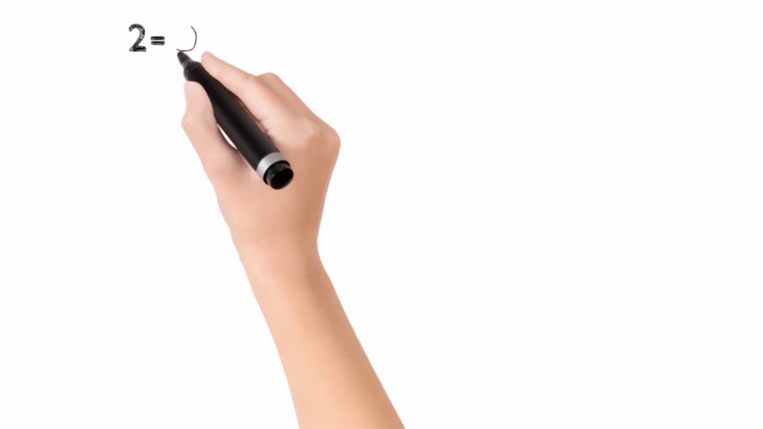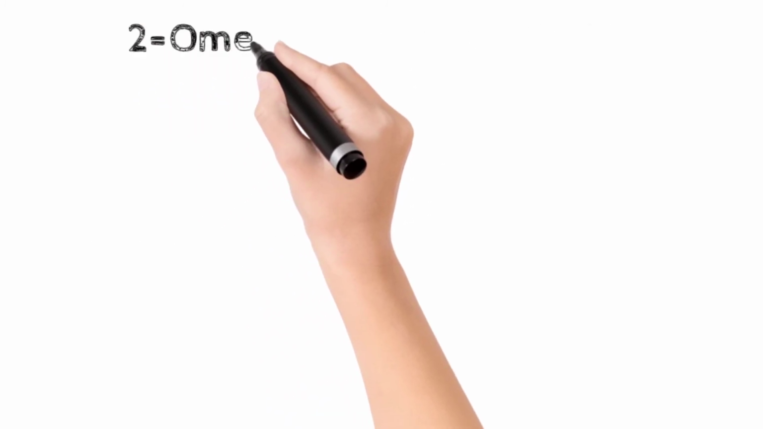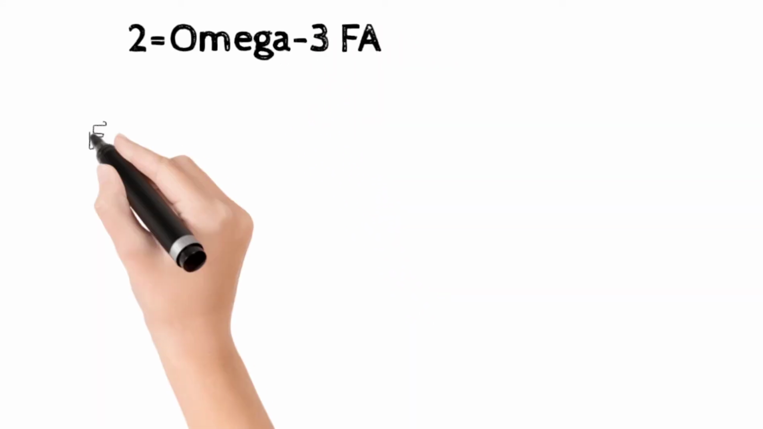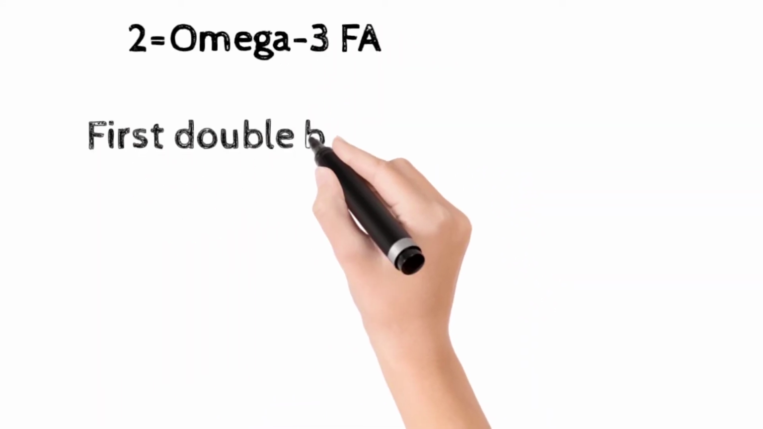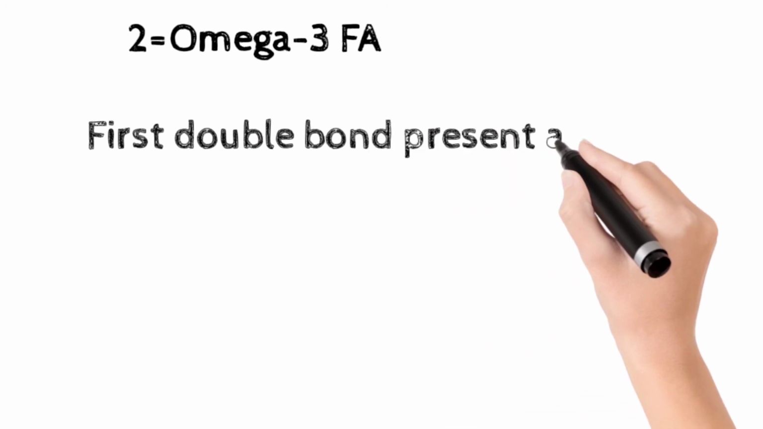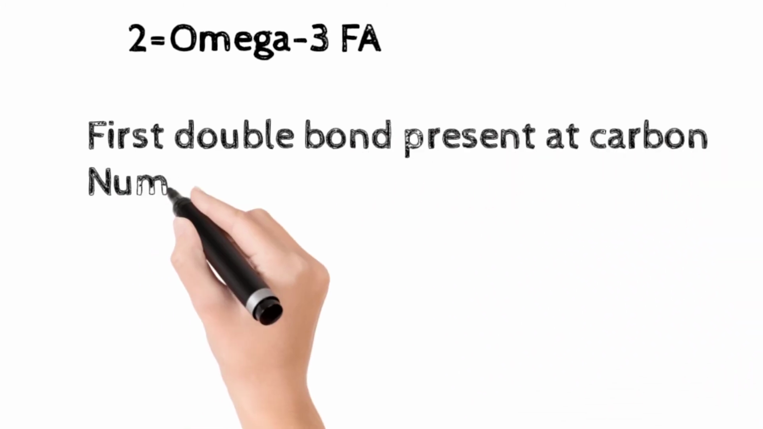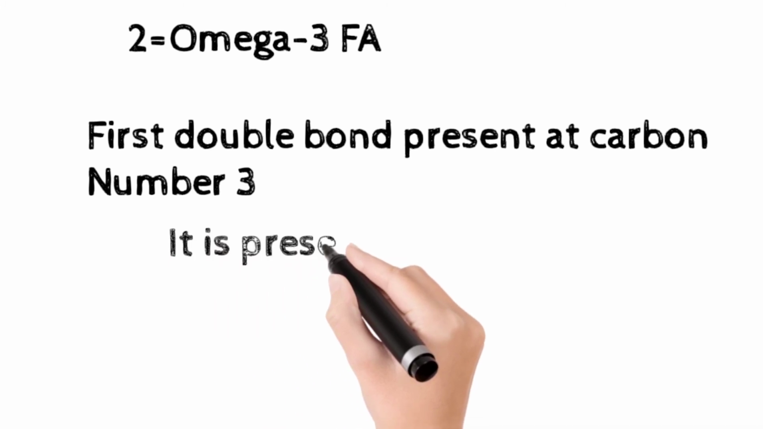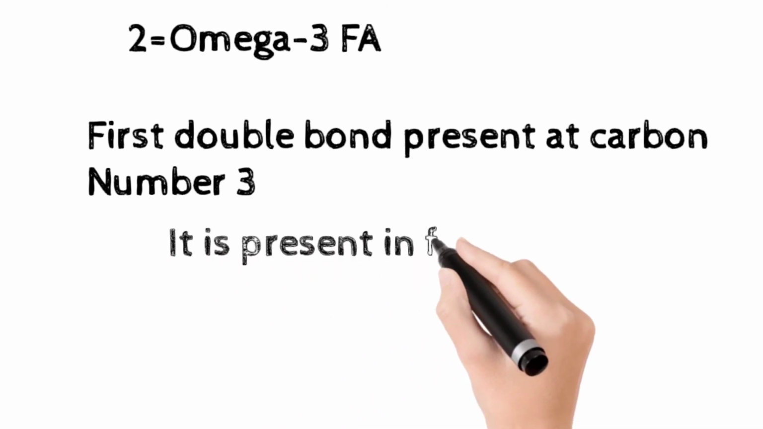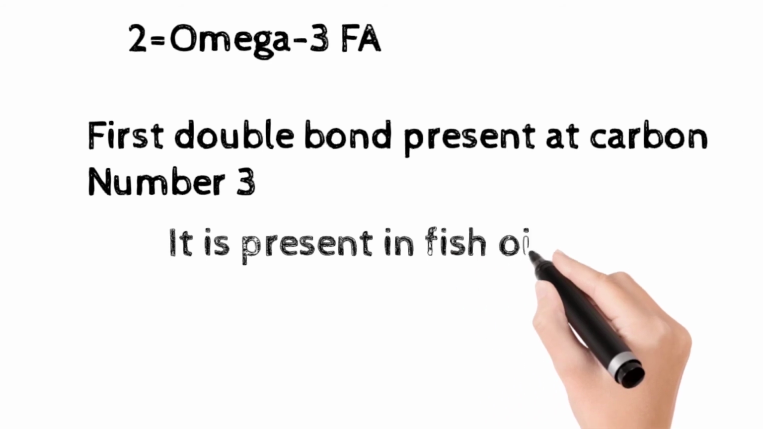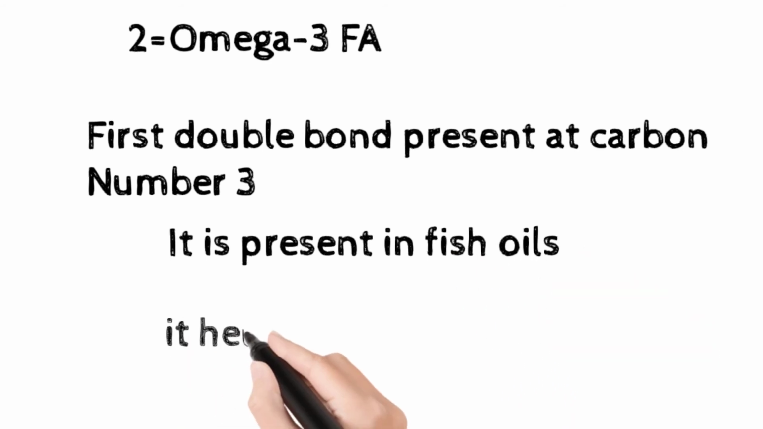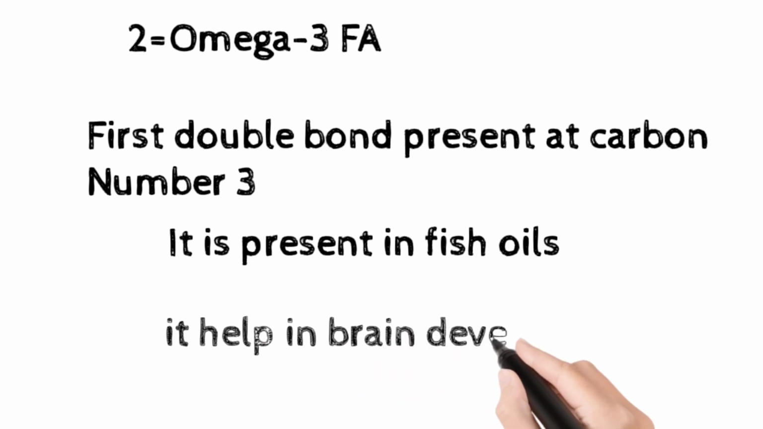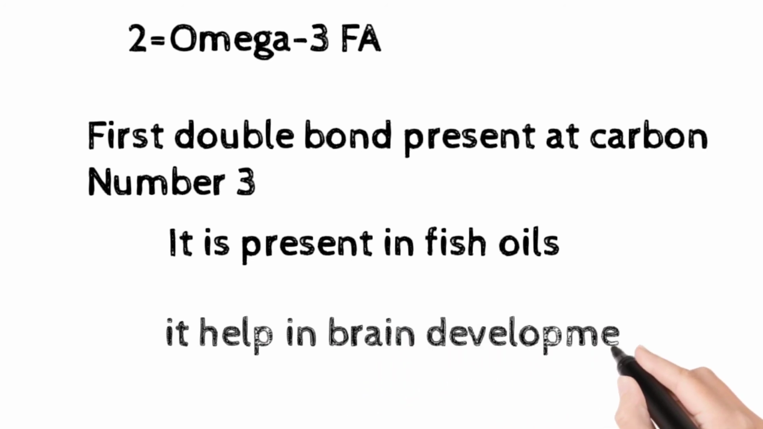Now come to the second, omega 3 fatty acid. In omega 3 fatty acid, the first double bond is present at carbon number 3. Omega 3 fatty acid is present in fish oils. And omega 3 fatty acid helps in development of the brain, it helps in brain development.